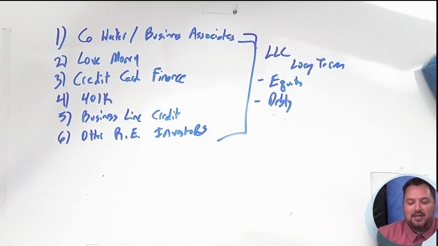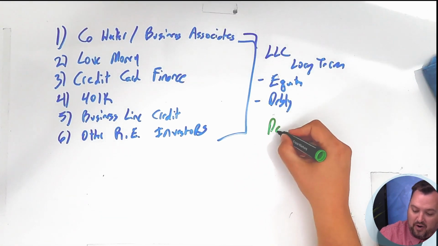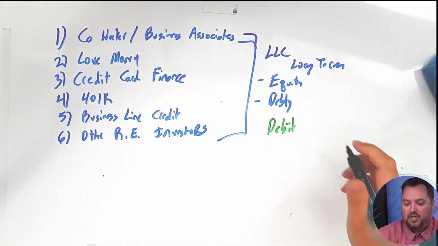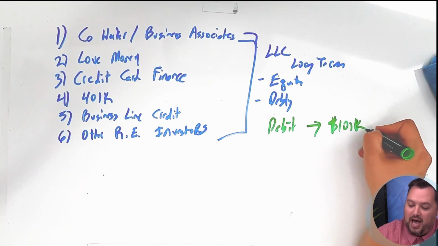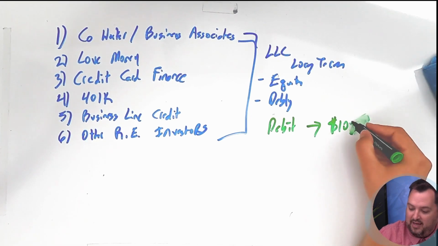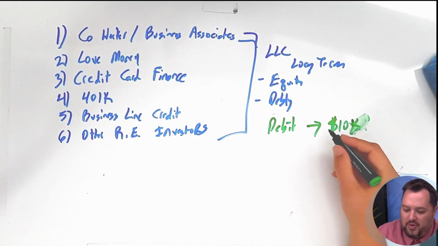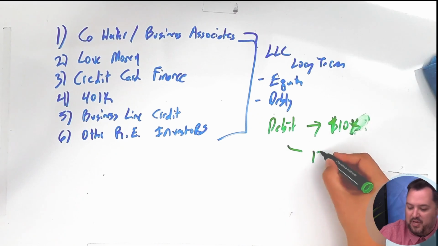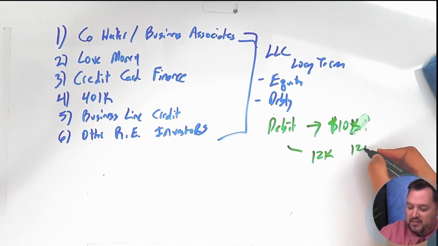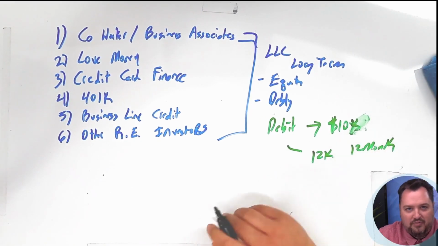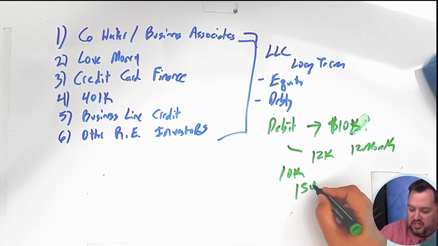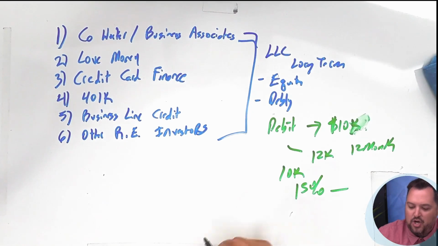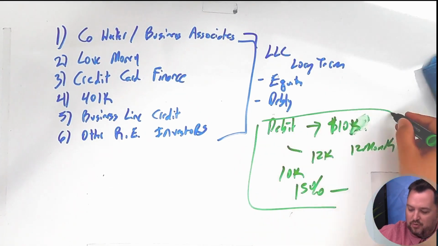A debt means you are required to pay no matter what. You're saying, I'm going to borrow $10,000 from you, and I'm going to pay you back. Maybe you say I'll pay you back $12,000 over the next 12 months. Or maybe you say I'll do $10,000 and I'm going to pay you 15% interest for however long I have the money out. You're liable for paying that back no matter what.